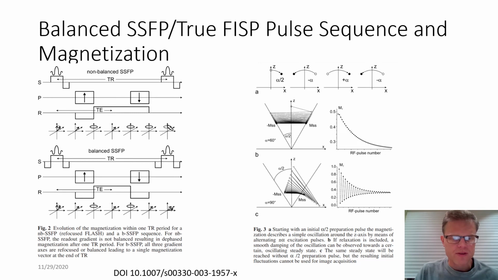This is a great paper. I've got the DOI listed here, but this describes the technique. And what the balance part means is, if you look at the balanced SSFP sequence here, the goal is that the net gradient area of the slice, phase, and read gradients is 0, or they're so-called balanced gradients. So really that means there's no phase from the magnetic field gradients when you come to the next TR.